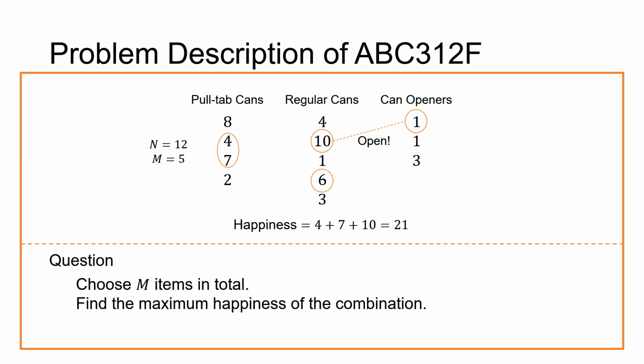Here is an example where n equals 12 and m equals 5. If we chose 5 items in this way, we can't open both regular cans, so the happiness is computed as 21.